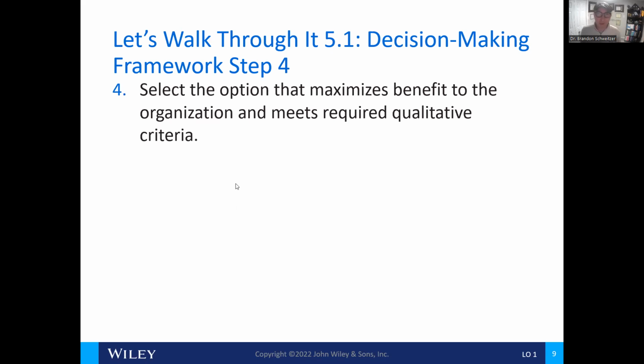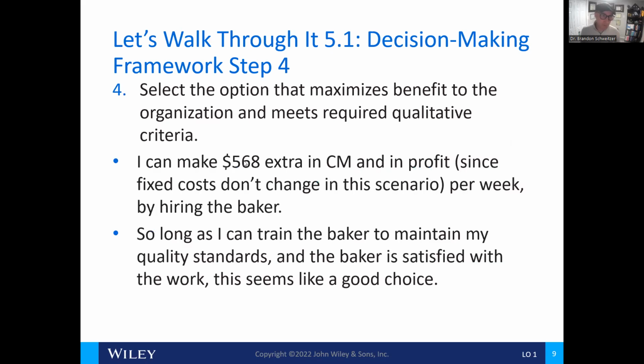So we'll select the option that maximizes the benefit of the organization and meets the required qualitative criteria. We can make an additional $568 in contribution margin and in profit, since the fixed cost did not change, on a per week basis by hiring the baker. So therefore we can see the maximized benefit based off the qualitative criterion. As long as the owner can train the new baker to maintain the quality standards and the baker is satisfied with the work, it seems like the right choice to make.